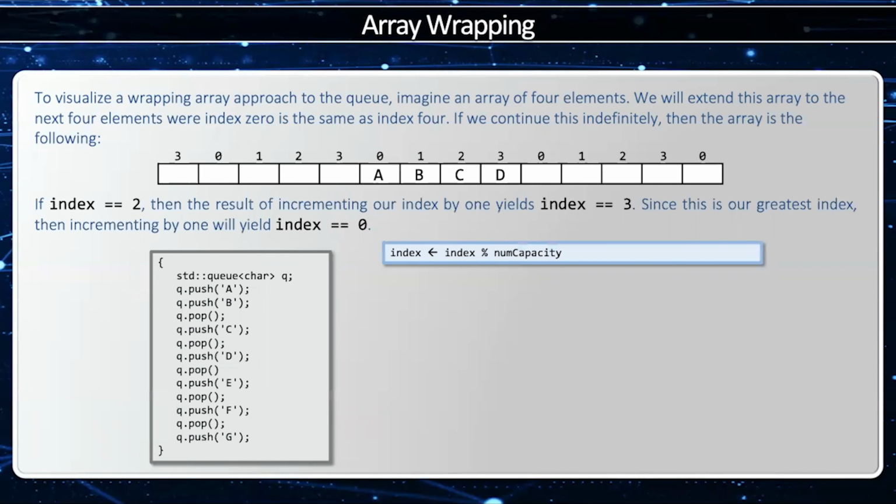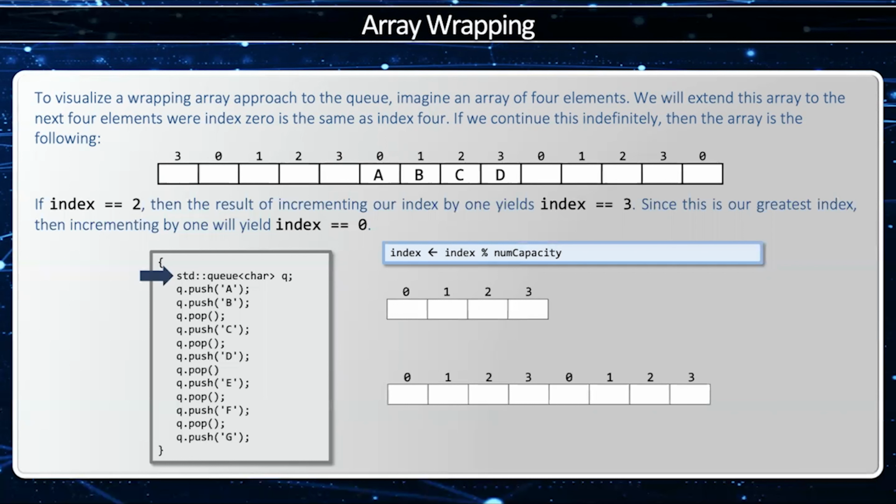To see how this works, take a look at a queue of characters. I'm going to start with a queue of 4 characters, but I'm also going to show the wrapping array where my indices continue on and on. So if I say push A, that's going to go in slot 0. Push B will go in slot 1. I'm going to pop slot 0, push into slot 2, pop, push in slot 3, pop. Now, when I say push E, it's going to go one slot after 3, which is 0. Then I say pop, and push.